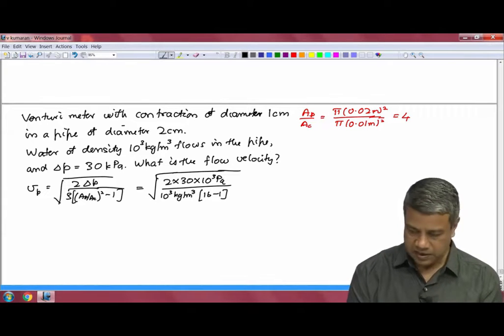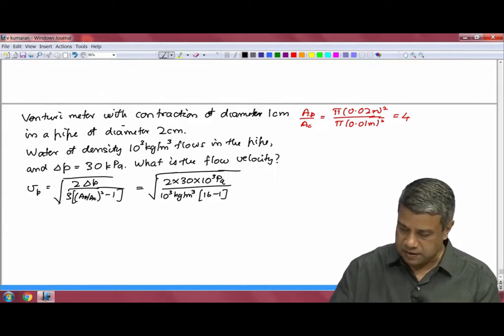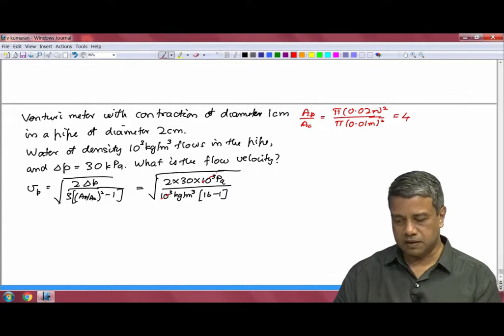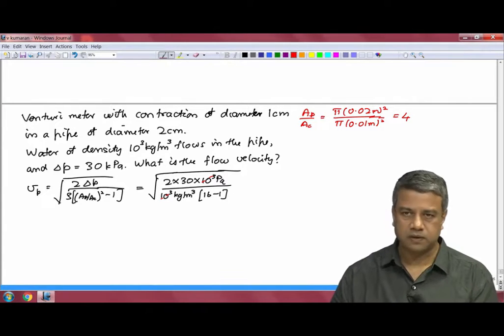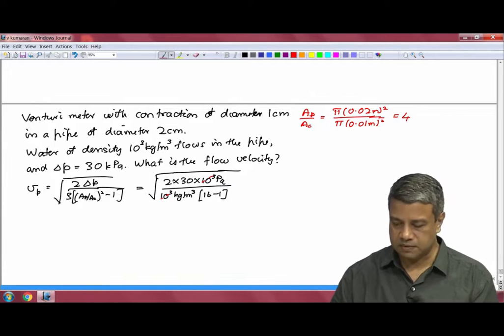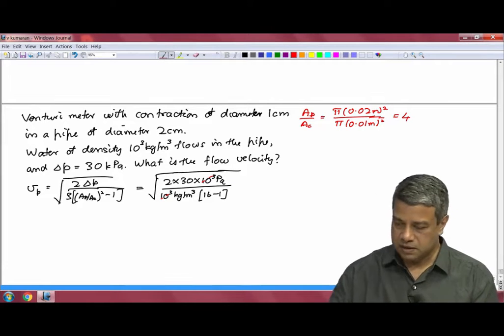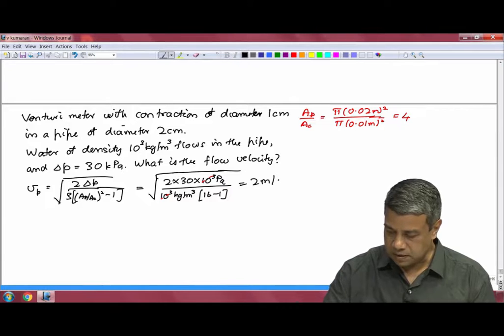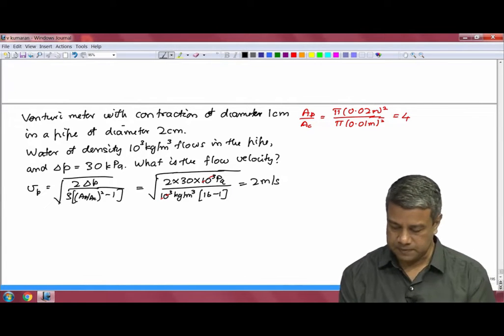And you can easily simplify this, these two will cancel out. I have a 15 in the denominator. So, I just get a value of 4, square root of 4 meter square per second square. So, this just becomes equal to 2 meters per second. So, that is the flow velocity.